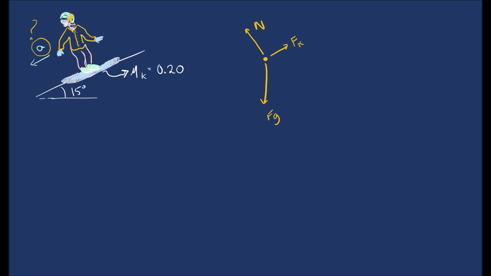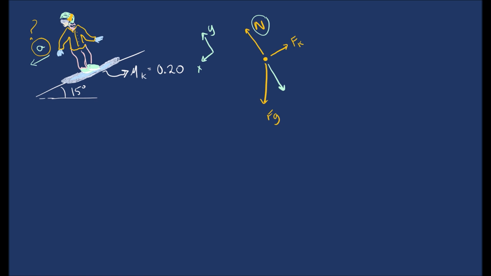In order to figure out what this normal force is, we have to break gravity into its x and y components. Remember, we're going to set a reference frame here. Let's set this to be the positive x direction, so parallel and down the slope is the positive x direction. Perpendicular to the slope is going to be our y direction.